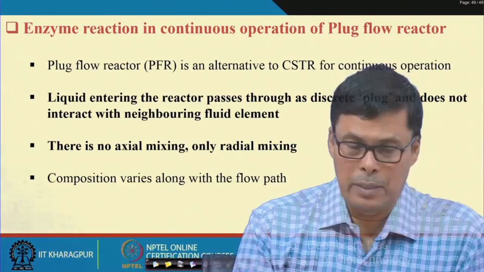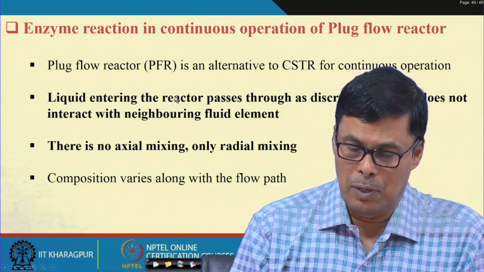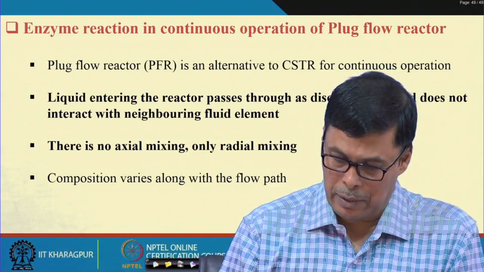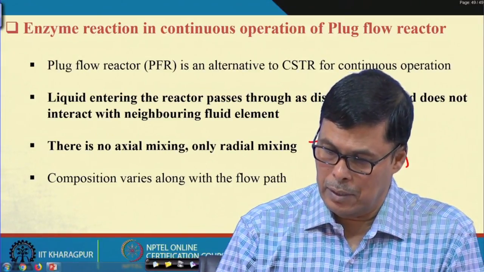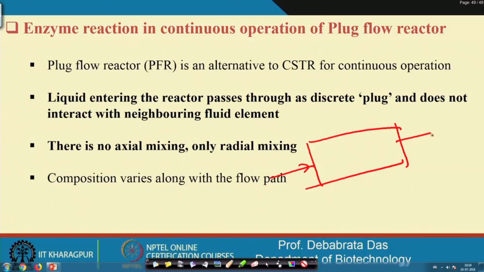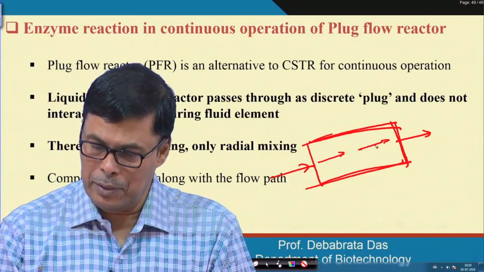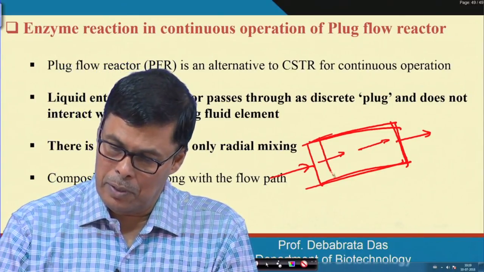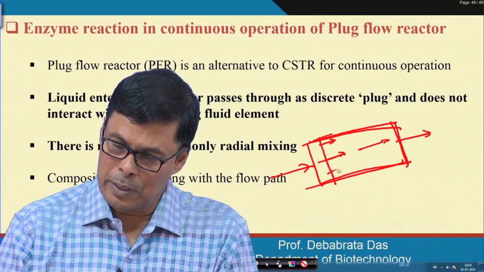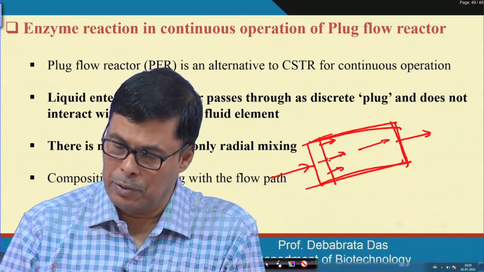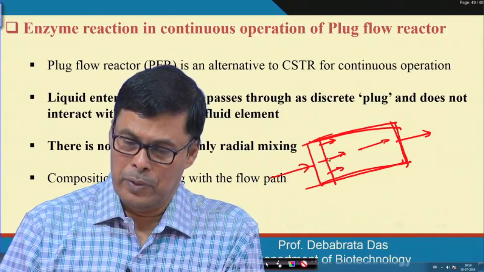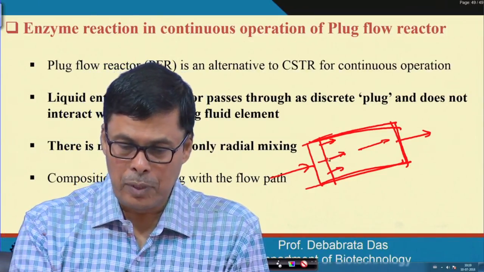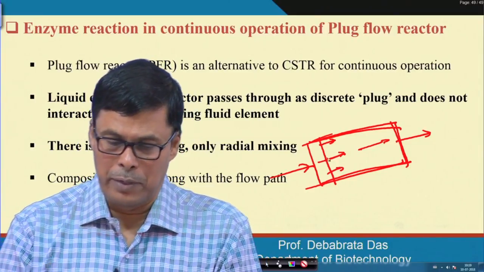Now, in case of plug flow reactor, what do you mean by plug flow reactor? It is like this. The liquid is flowing through a particular tube. Tubular is the kind of tubular type of reactor. So it flows like this. Now, plug flow means in a true sense, ideal plug flow, there should not be any kind of velocity gradient across the cross section of the tube. This is called ideal plug flow. Now, it goes like this, from one end to the other.